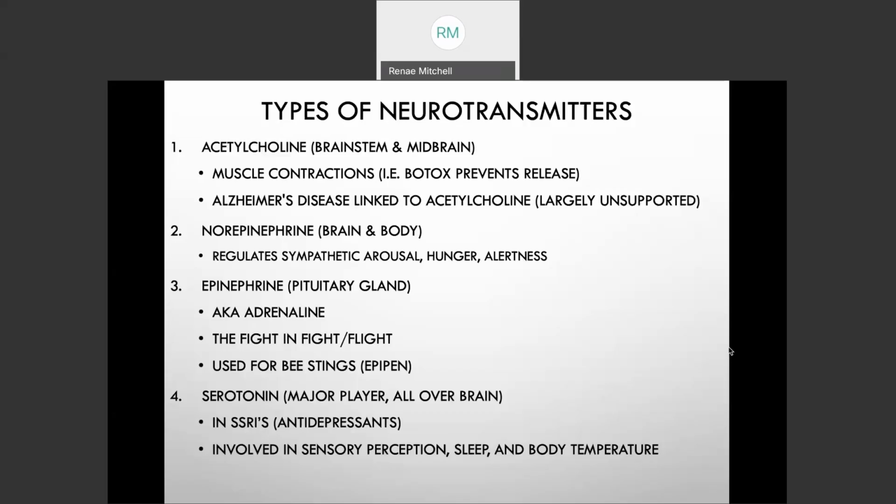It's also involved in so many other ways that we function, including the way that we perceive sensations, our sleep, our body temperature. This is a neurotransmitter that really runs the gamut of different human behaviors.